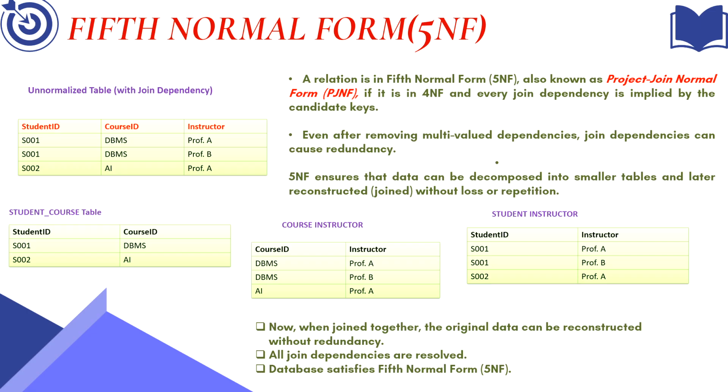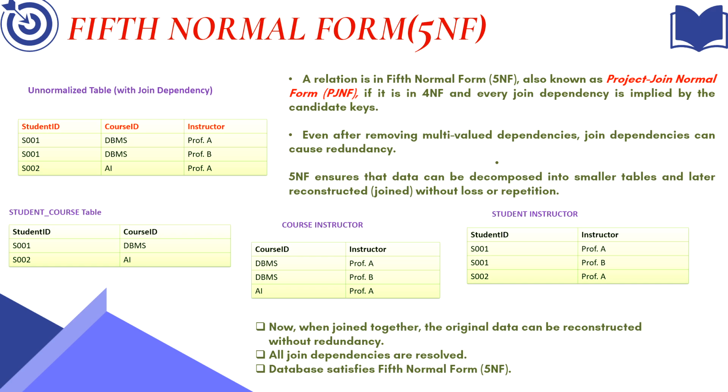Example, let's consider a table that tracks which students are taking which courses under which instructors. Student ID, course ID, and instructor names. In this case, there are three independent entities. One is student, another one is course and instructor. If we update or delete any record, we might lose some important combinations or create duplication.